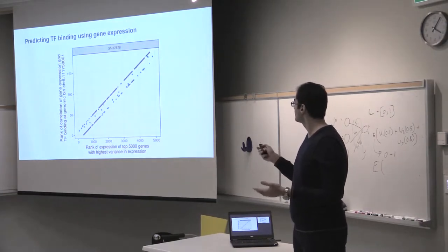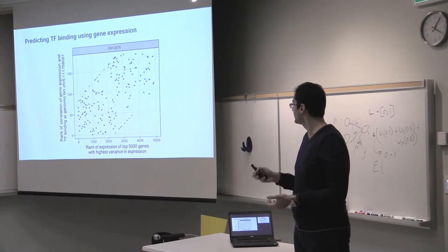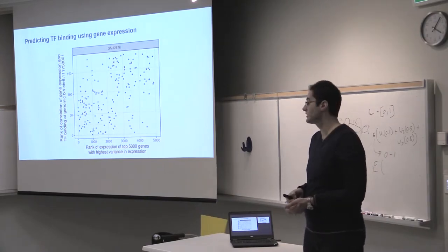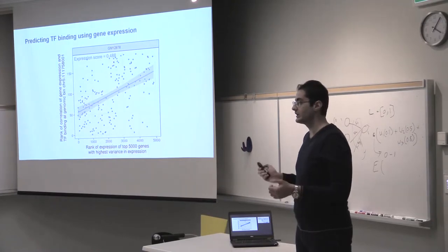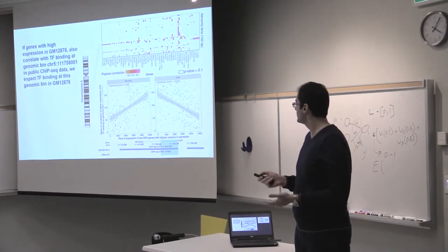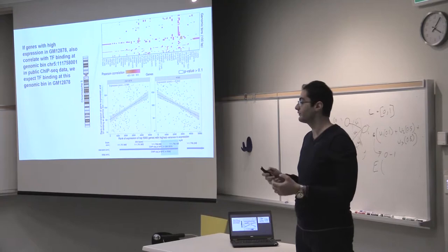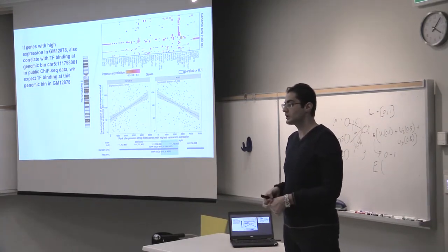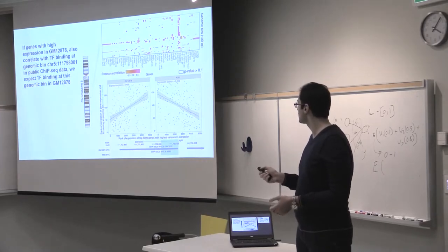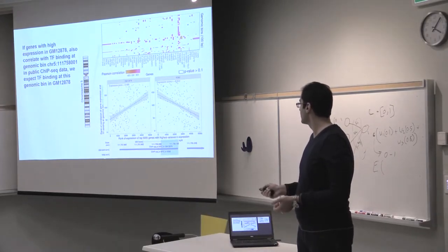And when I look at actual data from GM12878 gene expression, there seems to be a positive association. In this cherry-picked case, there's actually a transcription factor binding for this genomic region in GM12878, where I had a positive association, but not for K562, where I had a negative association.